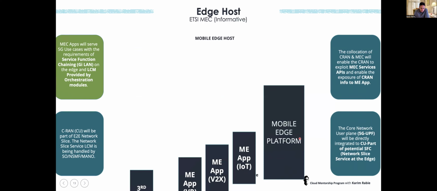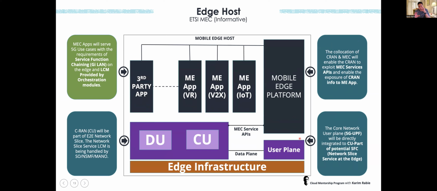So I'm now giving you an overview about ETSI MEC, what was their vision about the edge data center, and it's just informative. So you have an edge infrastructure. This is the hardware and the CaaS and PaaS layer, and then that would host the DU and CU and the user plane, which is the 5G core, for instance. But they suggested something that was somehow adopted in another way by the ORAN architecture.